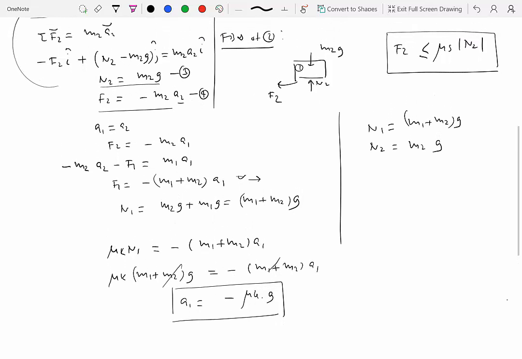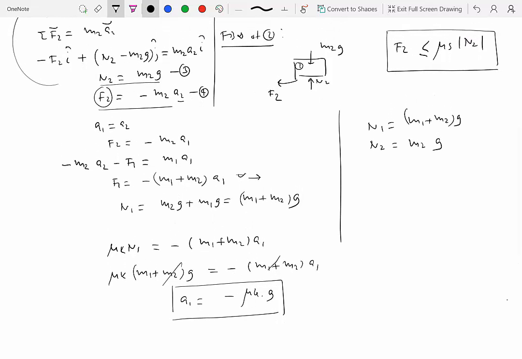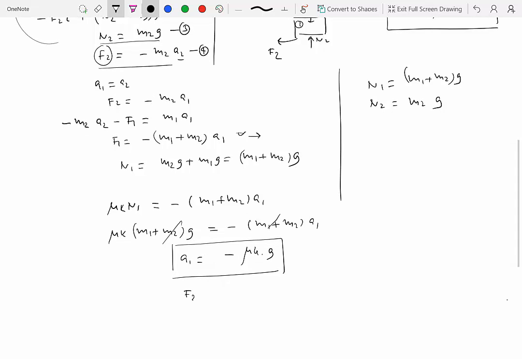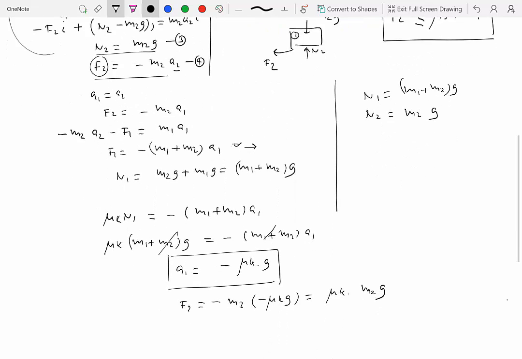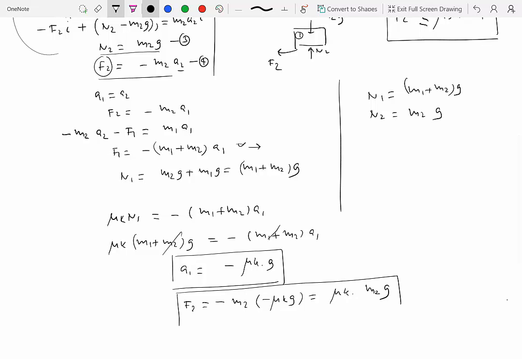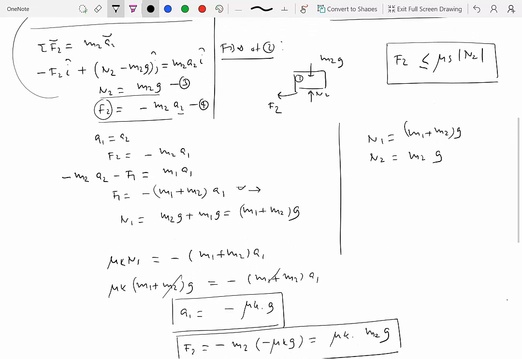Now the only thing we have to find out is the f2. So f2 is equal to minus m2 times acceleration of 2. Acceleration of 2 is the same as acceleration a1, so that is minus mu k g. So that gives us mu k times m2g. All right, so actually at this point we know everything, right? We know the acceleration, we know the forces of friction, we know all the normal reactions. So let's apply this test.